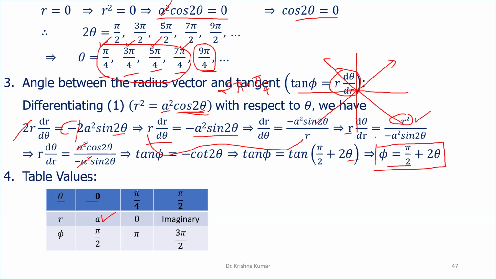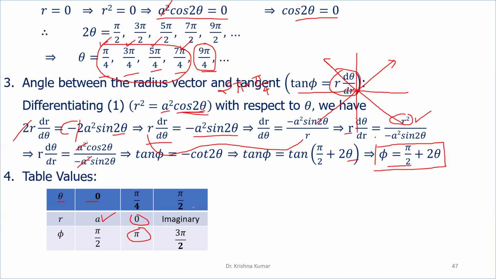Similarly, if you put theta equal to pi by 4, we have already seen that the value of r is 0, and the value of phi is pi by 2 plus pi by 2, which is given by pi.